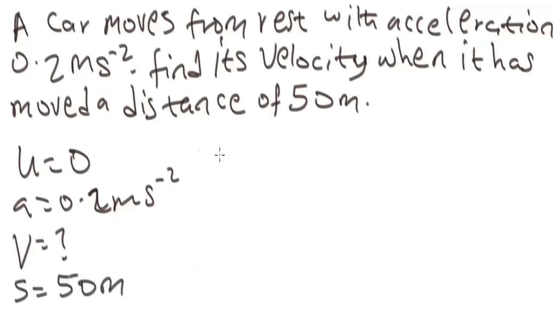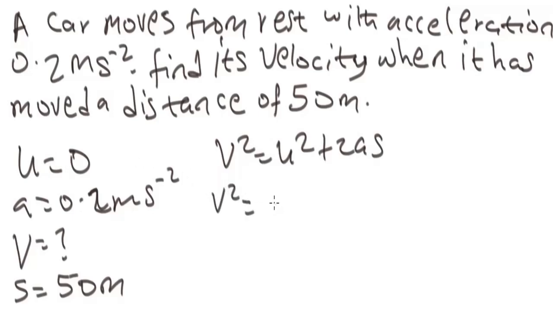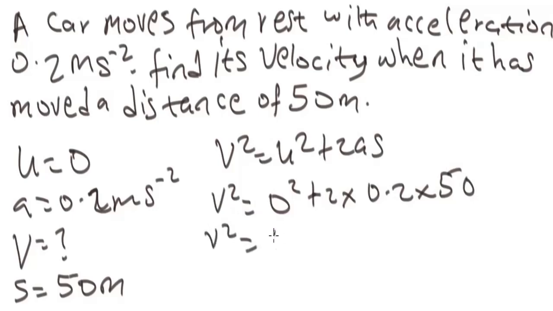It doesn't have time. That means out of the equations of motion, the one that will be suitable to solve this problem will be v square equals u square plus 2as. Since we don't have time in this question, when you substitute the values, you're going to have v square equals 0 square plus 2 times 0.2 times 50. So v square equals 0 plus, let me multiply everything with my calculator. Everything will give me 20. So we now have v square equals 20.